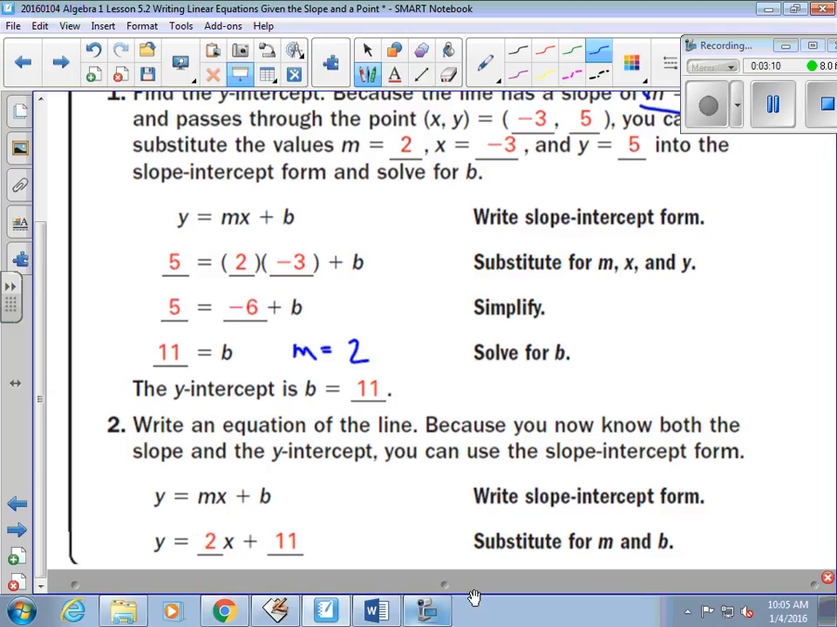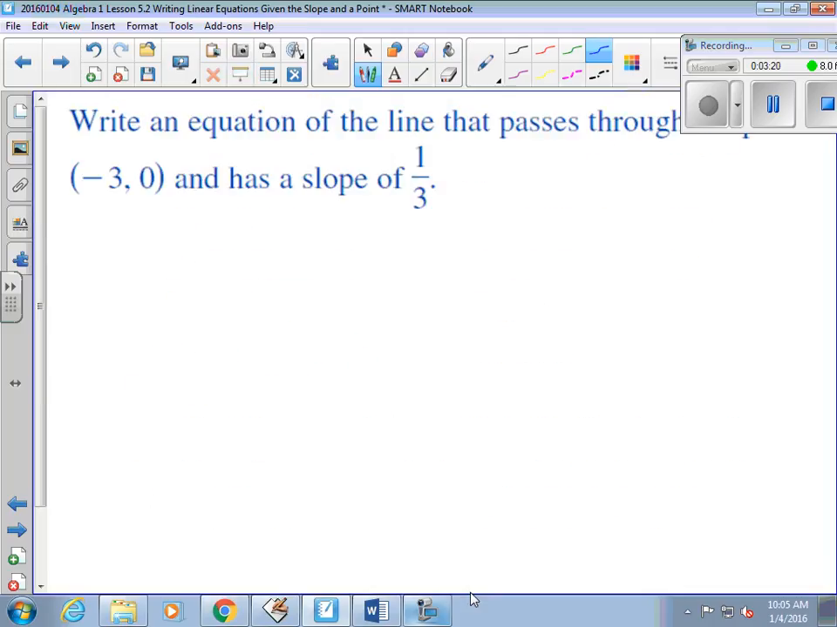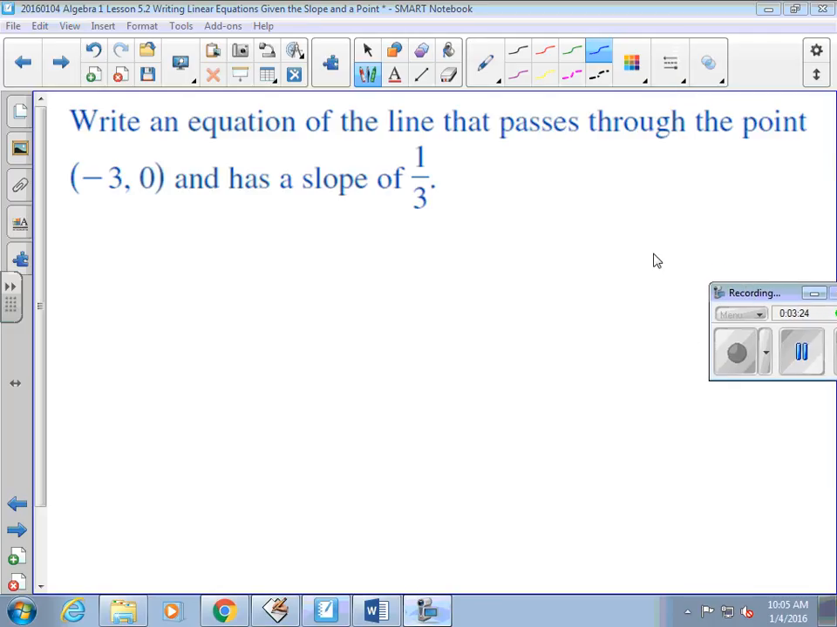So the first thing you do is find b. Once you have b, plug in b and m. Very simple. So on the back, let's take a look at this problem. Write an equation that passes through point (-3, 0) with a slope of 1/3. First thing I want you to do is find b. What is b's value? Take about 30 seconds to find b, and then we'll work on the rest.